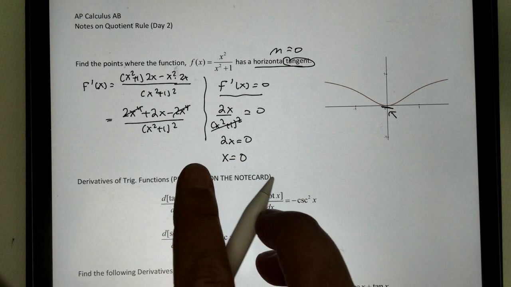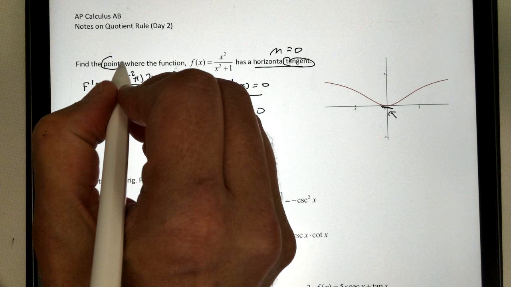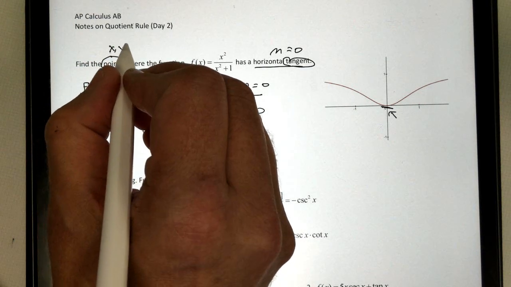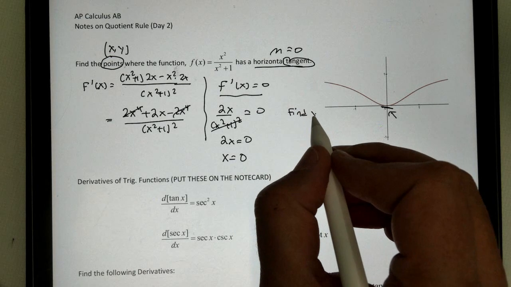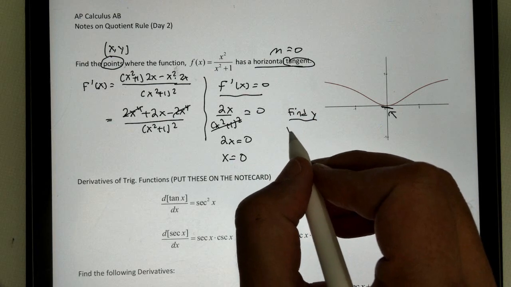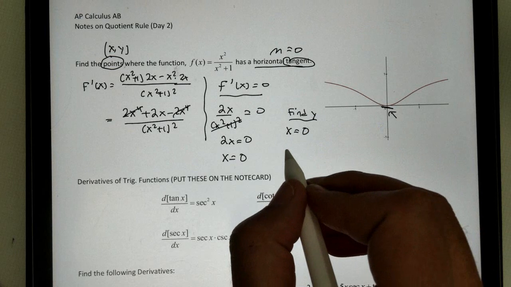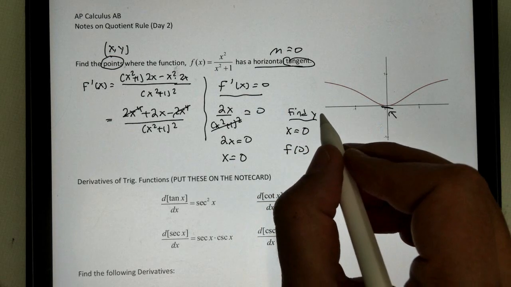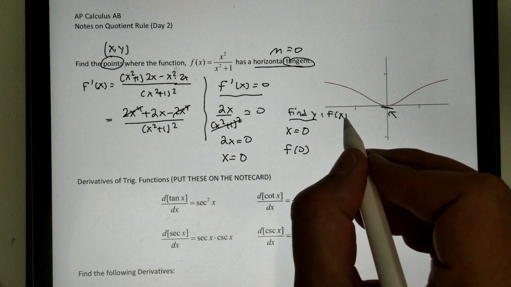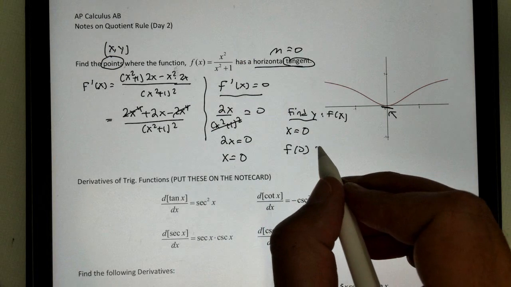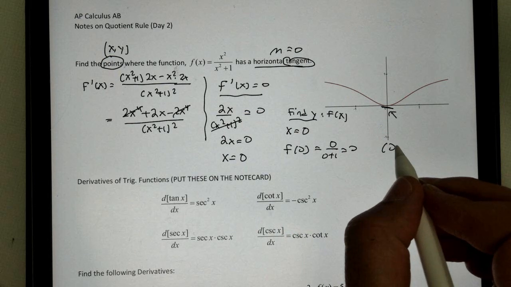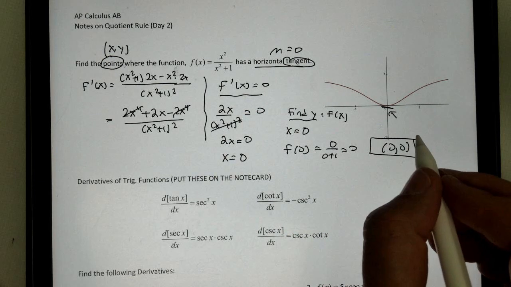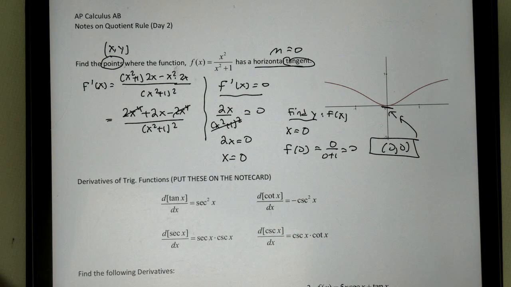Now we're not done. We do have to find what they call the points, and that's our x comma y. Well, we have x, now we got to find y. Finding y, let x be 0, so we're going to find f of 0. Remember, we're going to use the OG, the function itself. Plugging in 0, we get 0 over 0 plus 1, which is 0. So again, we do get the origin, which verifies what it looks like on our graph where the slope is 0. Very easy to do.